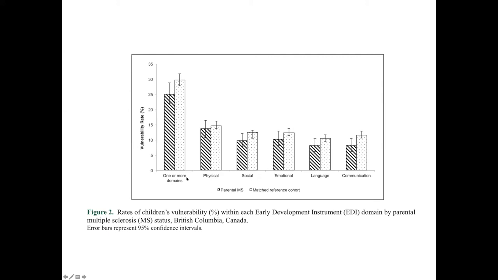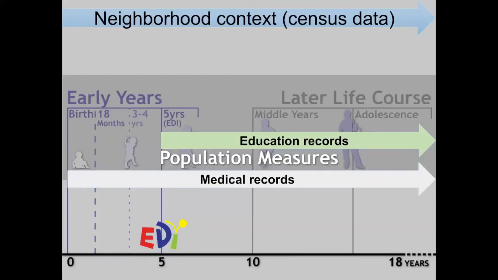So here what you're seeing is that for each child that had a parent with MS, they were matched to children with similar demographic and socioeconomic characteristics. And you see that in this particular case, actually the vulnerability rates were mostly lower, not always significantly lower, for the children of parents with MS. So again, without going into the specific interpretation of this, the exciting part here is that we can now look at intergenerational associations between parental health and child development outcomes.